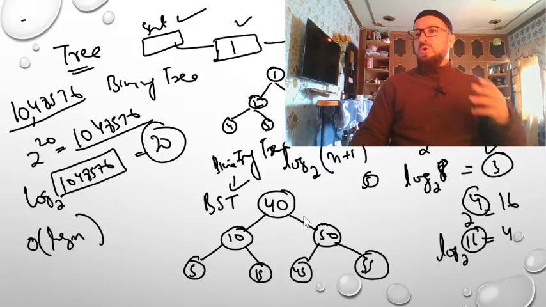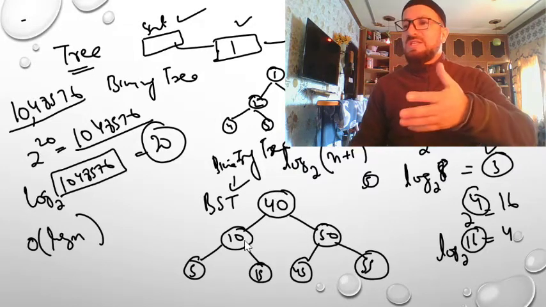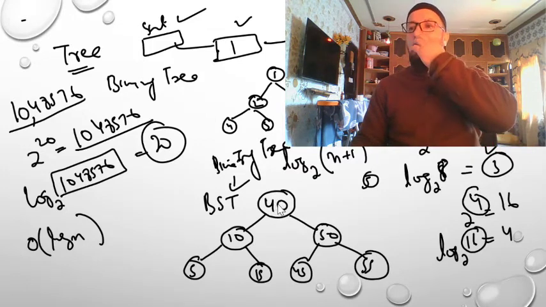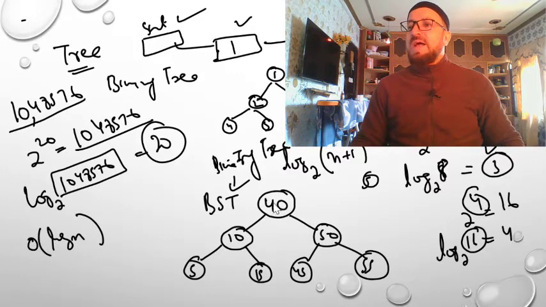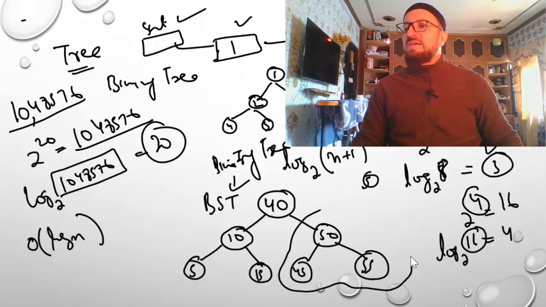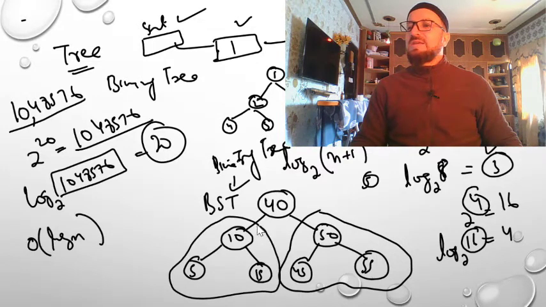Now if you arrange your nodes in this manner, where you have 40 on the top, and if something is lesser it goes to the left, and if something is greater than 40 it goes to the right, then this subtree will have everything greater than 40, and this subtree will have everything lesser than 40.